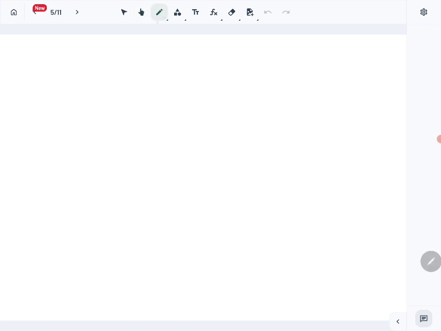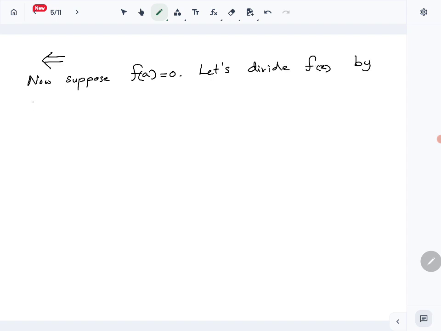The other direction is what? Then what do we suppose? We suppose f of a is 0. That means a is a zero of the polynomial. Suppose f of a equals 0. Now let's divide f(x) by x minus a. Then by the remainder theorem, what do we know?